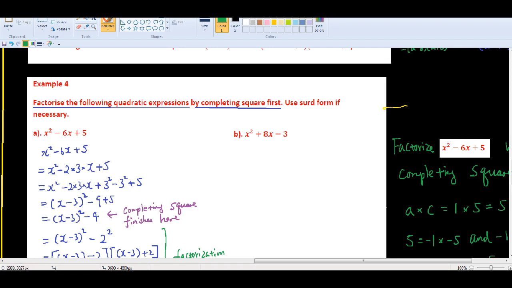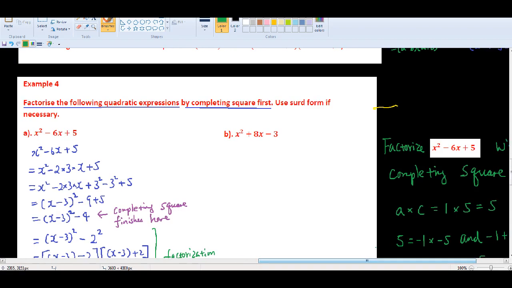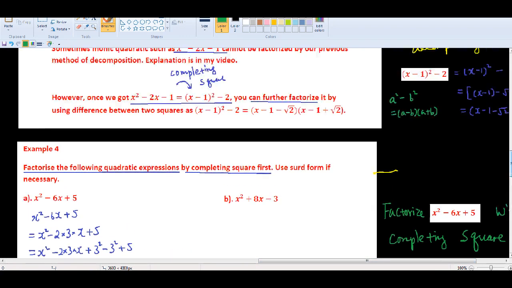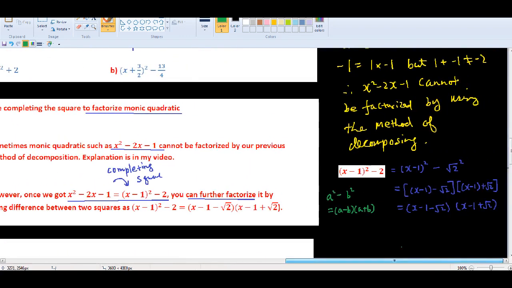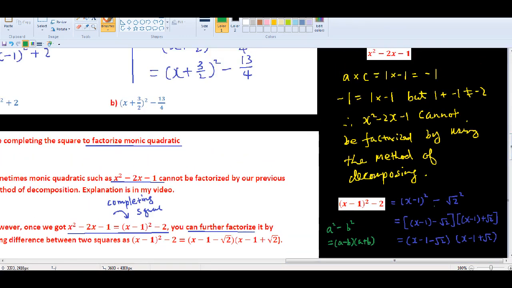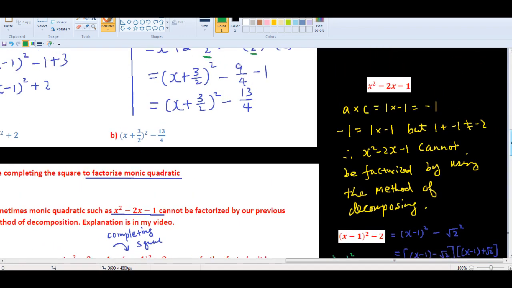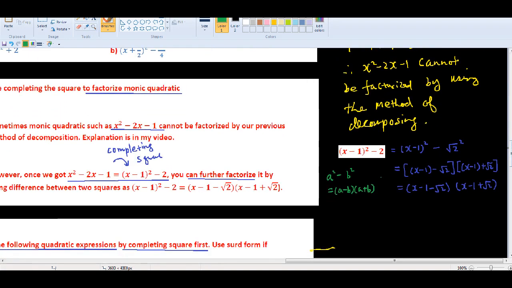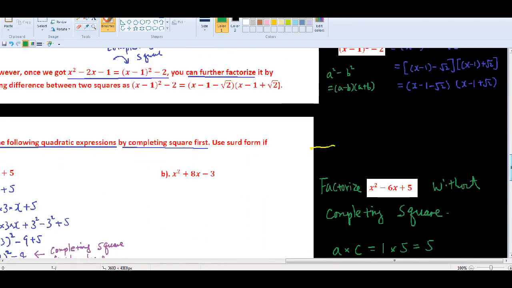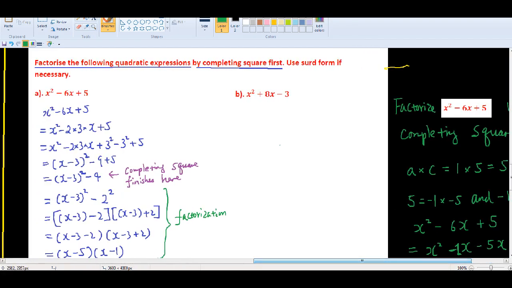So that's why you can't rely on just knowing how to do factorization by using the method of decomposition. Okay, and the more important thing is that sometimes the method of decomposition doesn't work, like what we've shown you in our previous illustration here, because for x squared minus 2x minus 1, it is impossible to use the method of decomposition. It has to use the method of completing square, and that will happen in our part B.